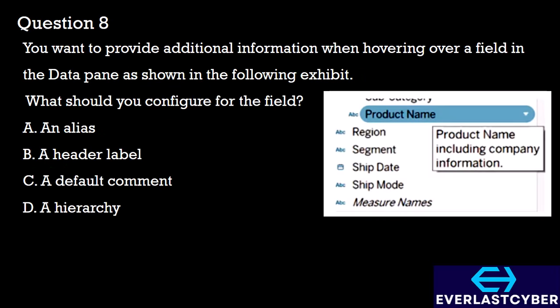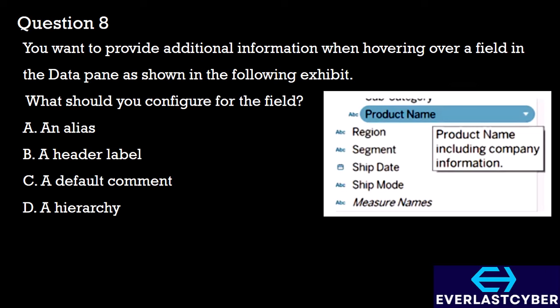Question 8. You want to provide additional information when hovering over a field in the data pane as shown in the following exhibits. What should you configure for the field? A. An alias. B. A header label. C. A default comment. D. A hierarchy.